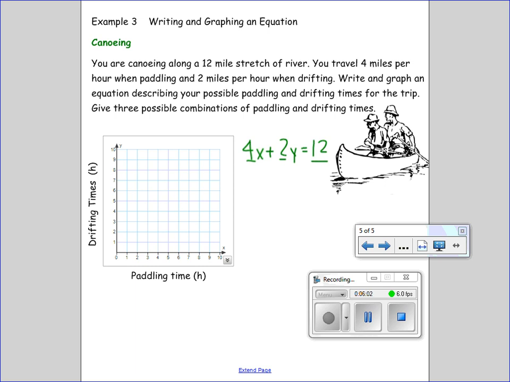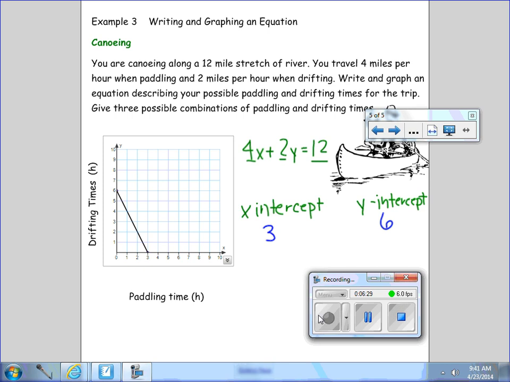So, first thing we're going to do is determine what our x-intercept will be. Then we'll determine what our y-intercept will be. Then we'll plot those points. So I'm going to pause the video, let you work that out, and come back and check your x and y intercepts. So now we have plotted and determined that our x-intercept is 3, our y-intercept is 6.